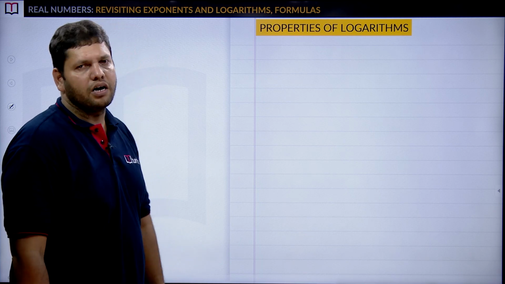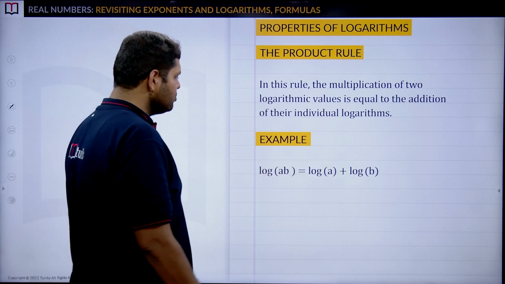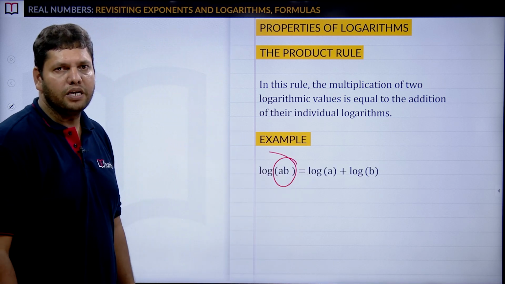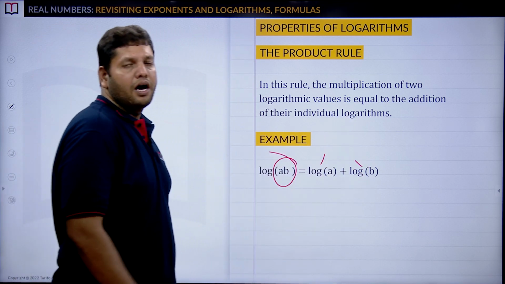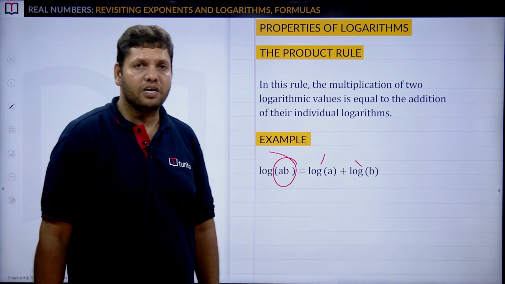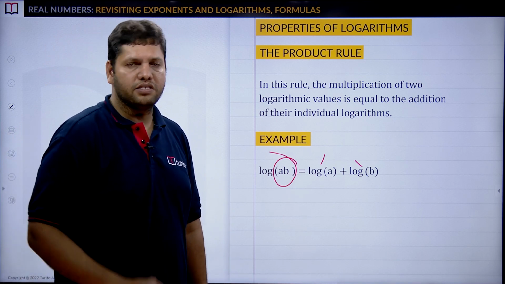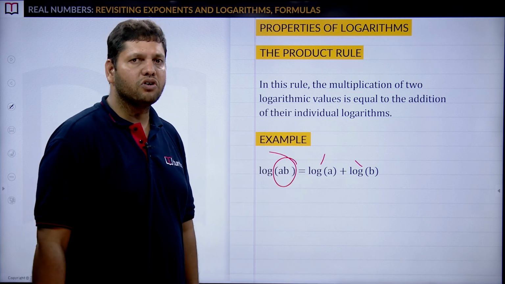Next, children, properties of logarithm. We will see one by one now. First one, what, children? Multiplication. Log of a into b we can write as log a plus log b. And children, remember, these formulas we can apply only if the base value is the same. If the base is same, then only I can apply this formula. It is called a product rule.